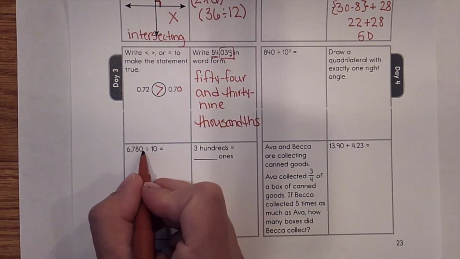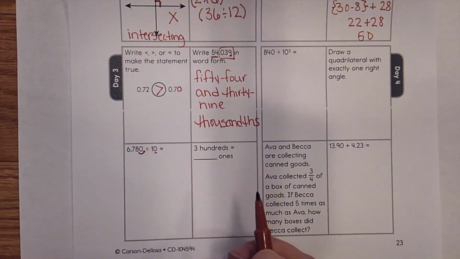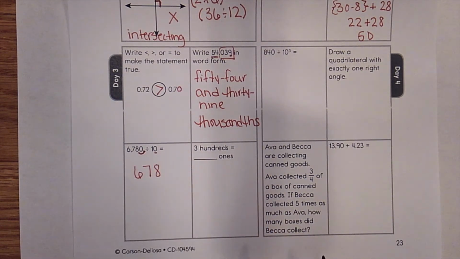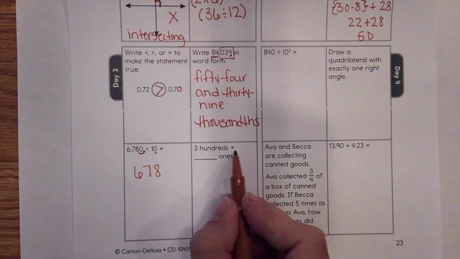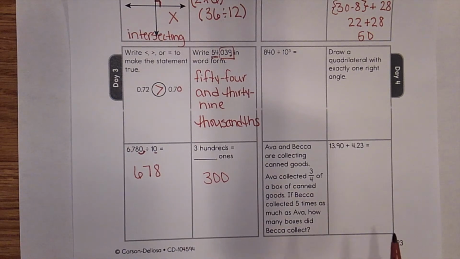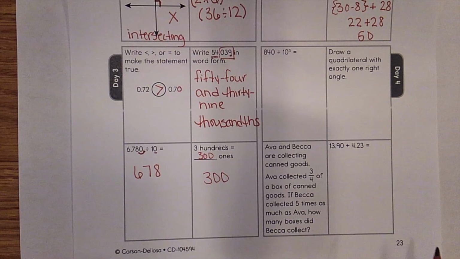6,780 divided by 10. The decimal's right here. So we're going to move it one time because there's 1 zero. And so this is going to become 678. 3 hundredths is equal to how many ones? Well, 3 hundredths is this number. 3 in the hundredths place. So that is 300 ones.